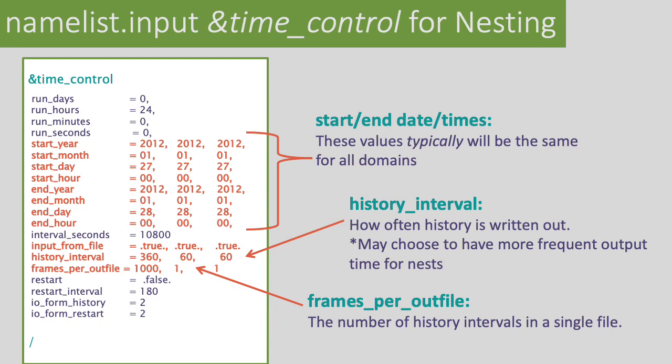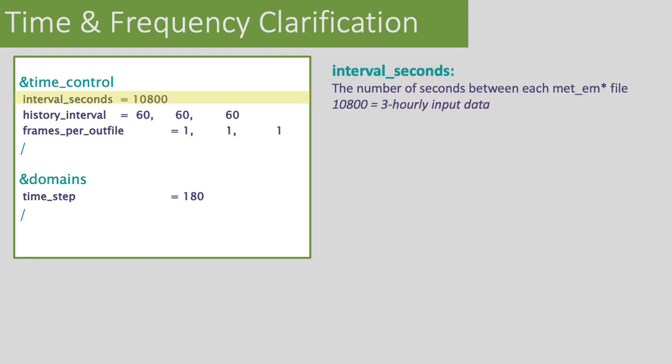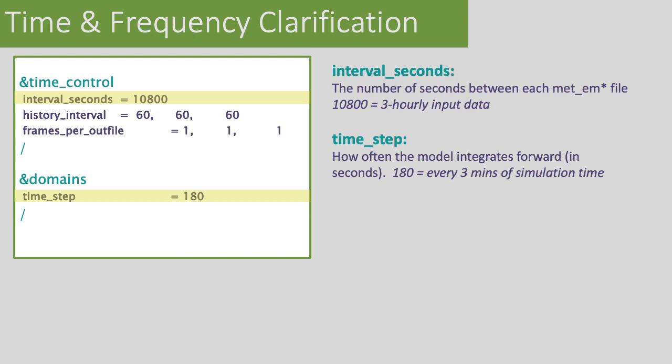Frames per outfile determines the number of history intervals that will be included in each history file. Because there is often a lot of confusion between these time and frequency variables, I want to take a minute to explain the differences. Interval seconds is the number of seconds between each input file, which are the met_em files from WPS. Here we have it set to 10,800, which means the input is available every 3 hours. The time step, which is in the domains section of the namelist.input, is how often the model integrates forward in seconds. We set it to 180 here, so the model updates its calculations every 3 minutes.